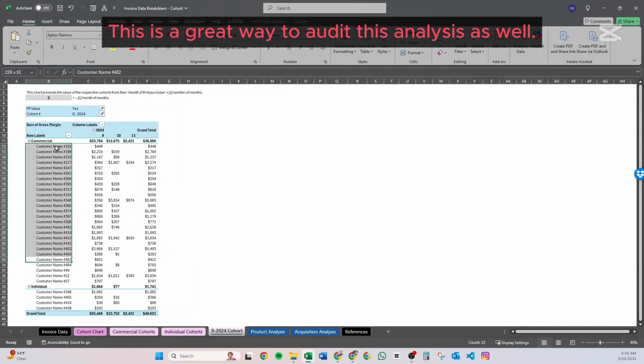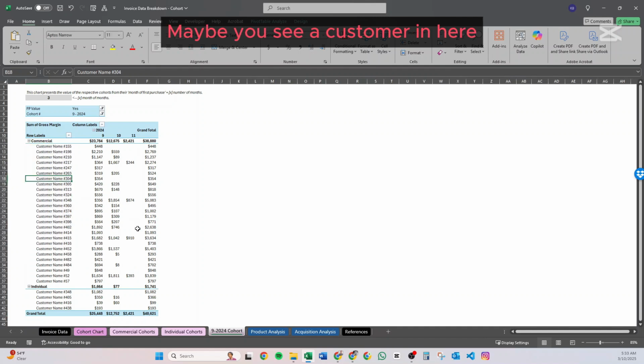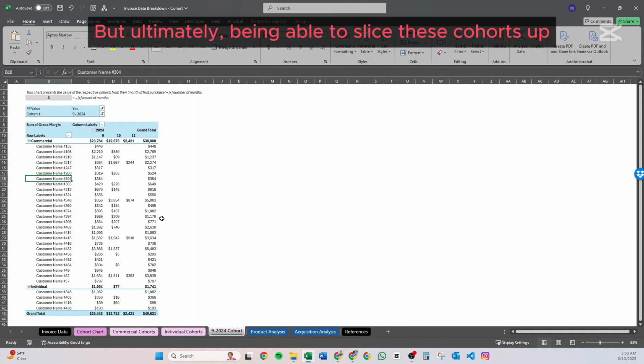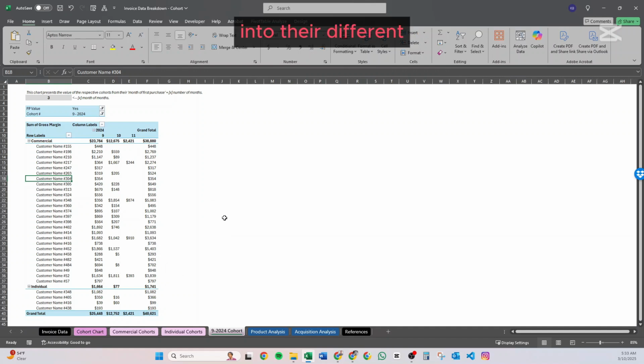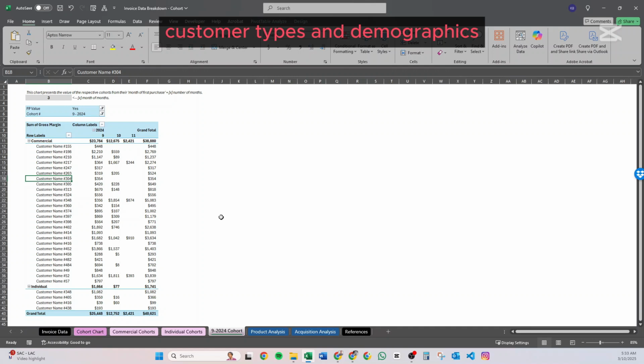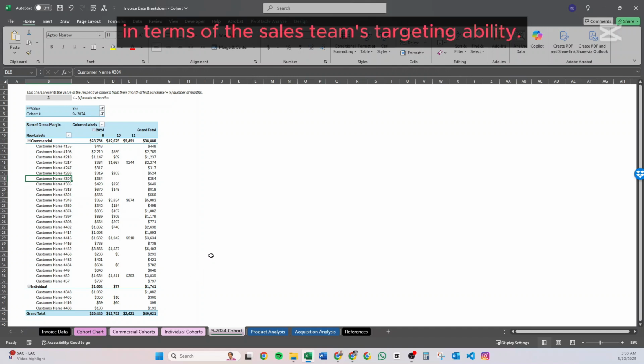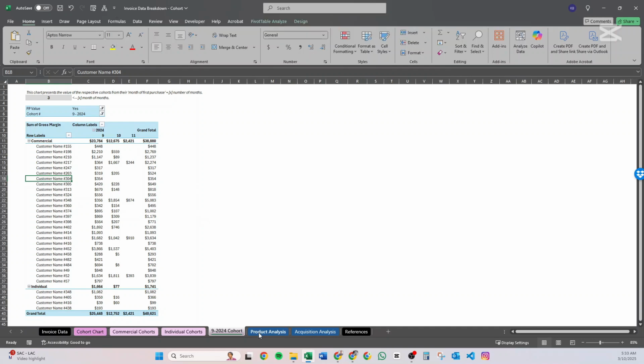But this is a great way to audit this analysis as well. Maybe you see a customer in here that's not supposed to be, whatever it is. But ultimately, being able to slice these cohorts up into their different customer types and demographics helps a lot in terms of the sales team's targeting ability.